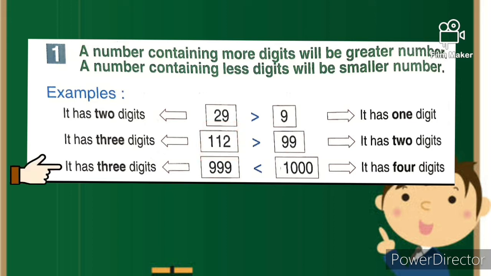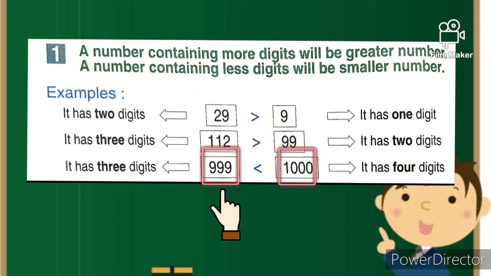Let us see the third example. Here we have two numbers. The first number is 999 and the other number is 1000. Here 999 has 3 digits whereas 1000 has 4 digits. So 1000 will be the greater number whereas 999 will be the smaller number.